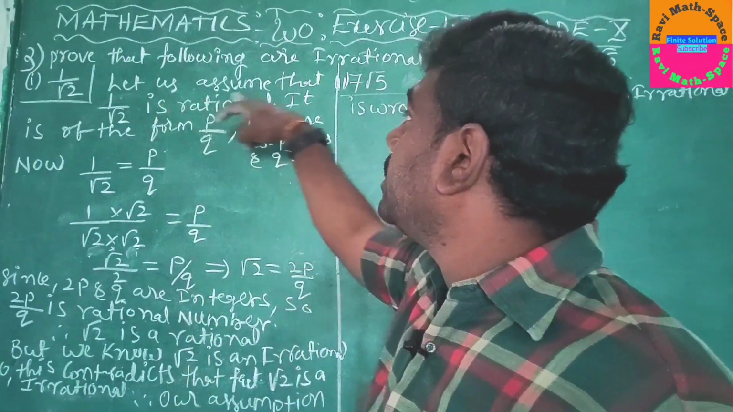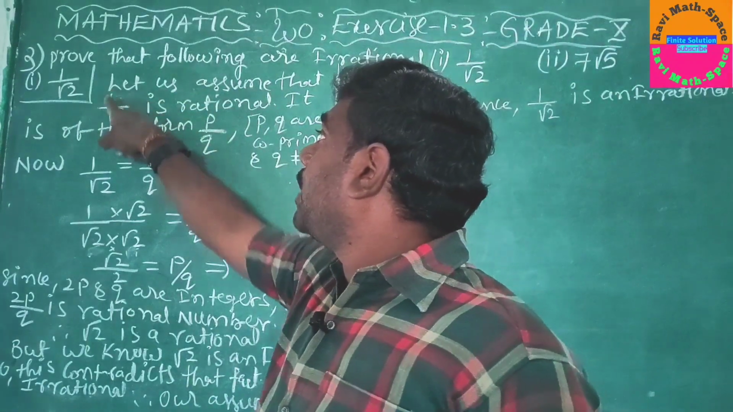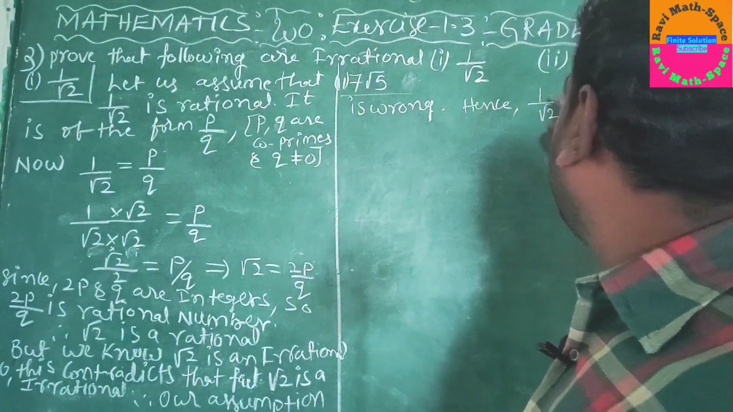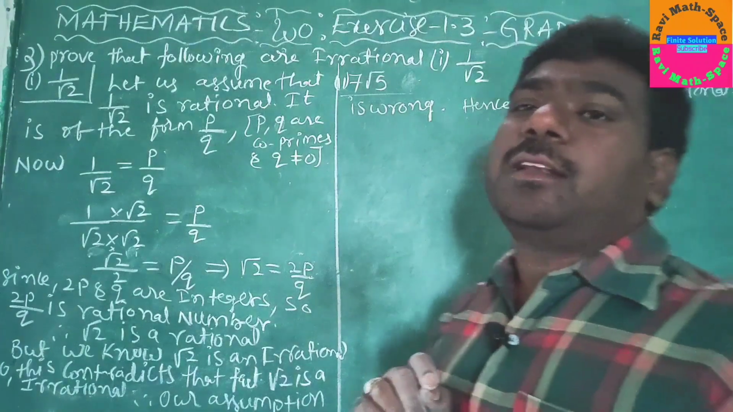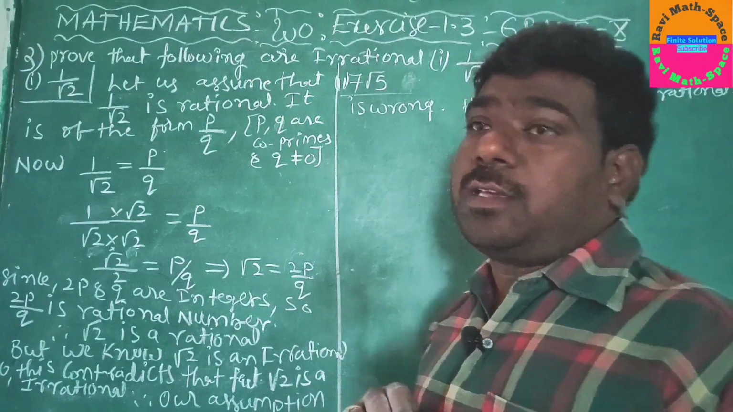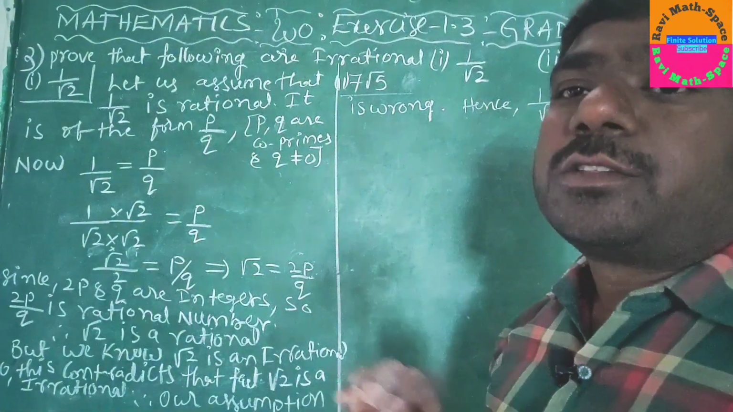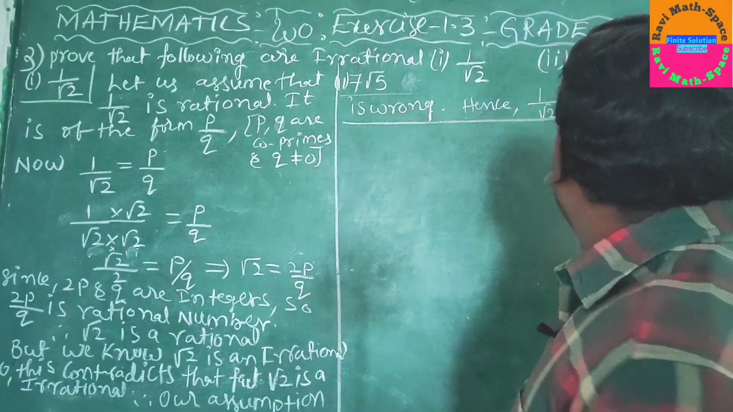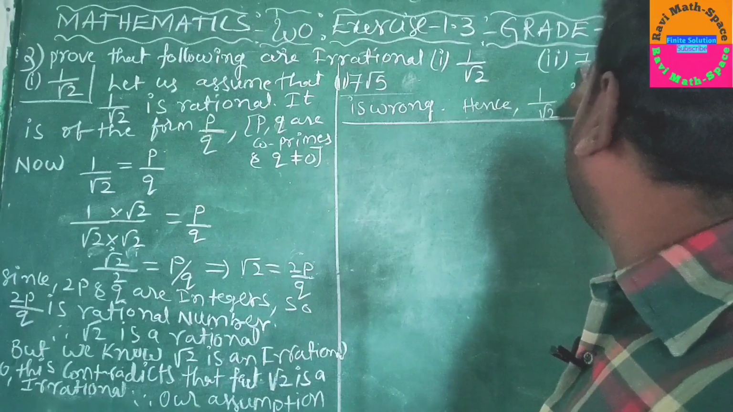Therefore our assumption is wrong. So what is our assumption? 1 by root 2 is irrational is wrong. Hence 1 by root 2 is an irrational number. So this is the simple proof. Understand here. Now the next question.